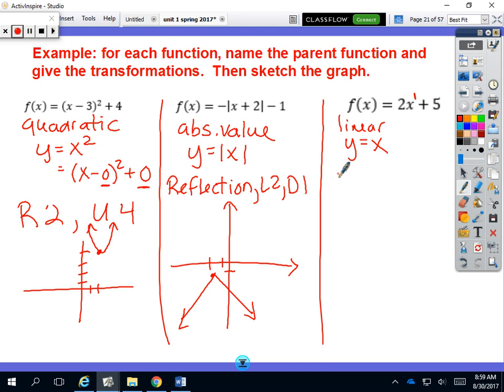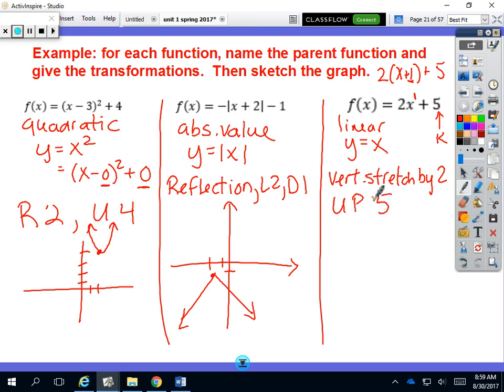Is it a stretch or a shrink? Well, if a is greater than 1, then it's a stretch. So vertical stretch by 2. And then there's no h here, but because this would be 2 times x plus 1, if there was an h, you'd have something like a parentheses plus 5. There's no h. So k, this is k, which means I'm going up 5.